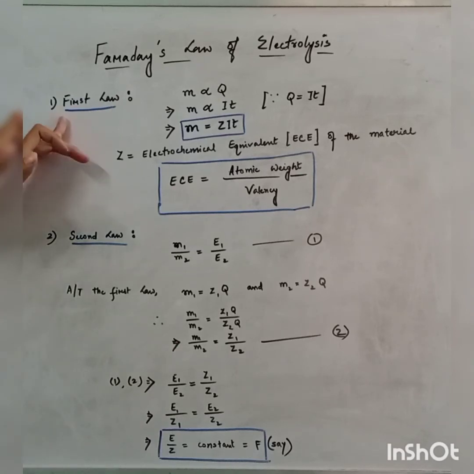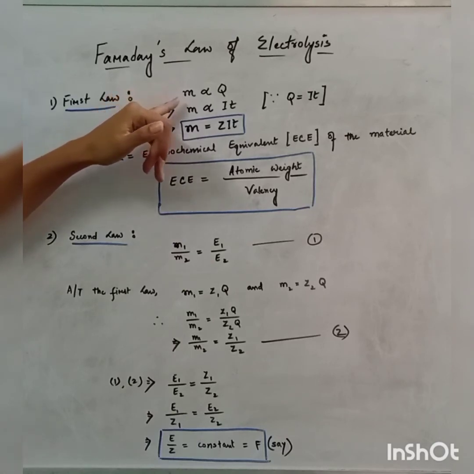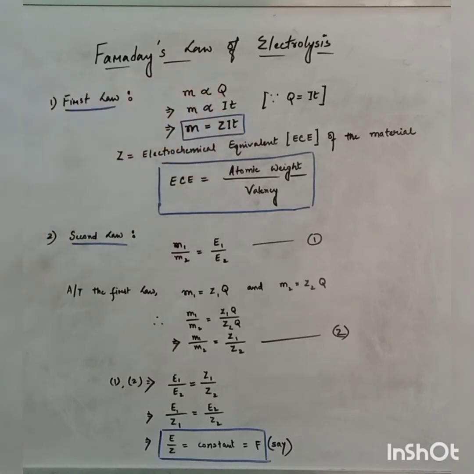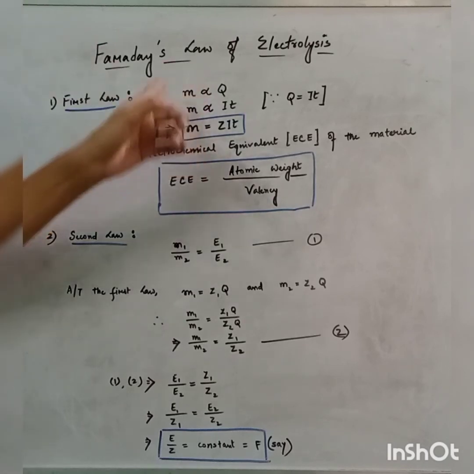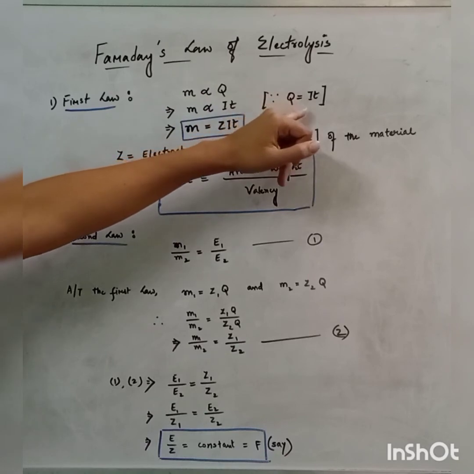The first law here states that the mass of ions which are liberated by a current in the process of electrolysis is proportional to the quantity of charge which is passing through the electrolyte. Here M is the mass of the ions that is liberated in the process of electrolysis, and Q is the amount of charge which is passing in the process of electrolysis. And we know that Q can be written as current into time.